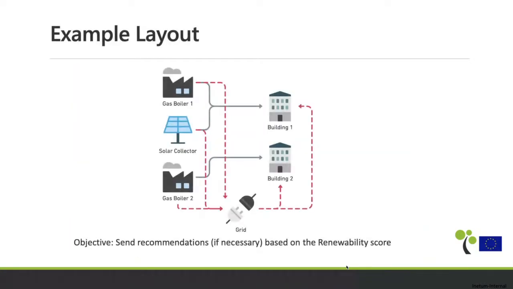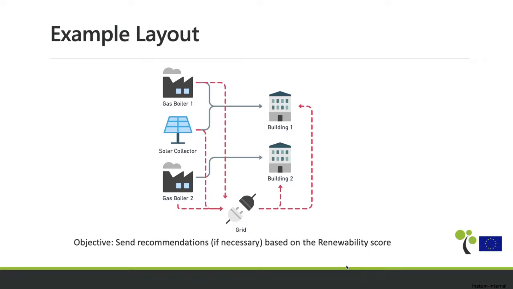So this is the first layout that we find in our test. We have two main buildings, campus buildings, each of them with their own consumption, and we have two gas boilers, which are fully non-renewable, and of course a solar collector that produces hot water, which is fully renewable. And you can see the layout of this grid in such a way.